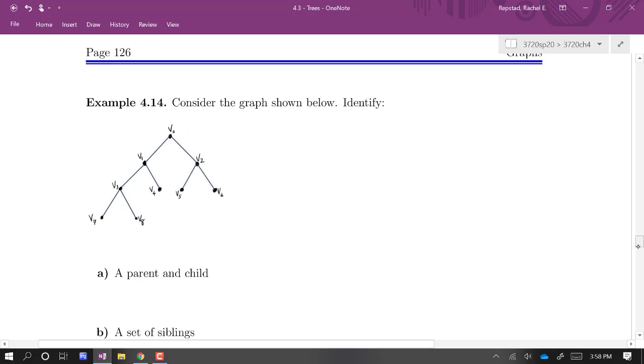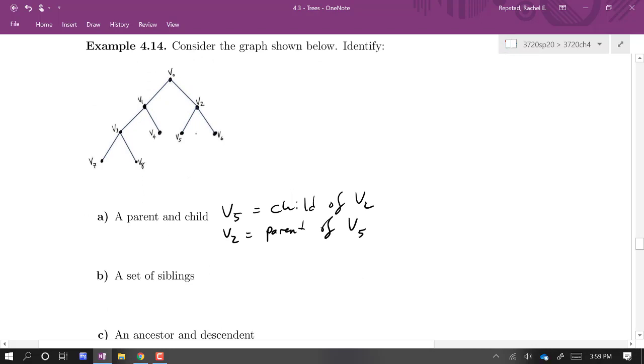So in this tree, let's identify a parent and child. So for example, V5 and V2. V5 is the child of V2. Equivalently, V2 is a parent of V5. V5 and V6 are siblings. I'm kind of picking on that side of the graph there, but you get the idea.